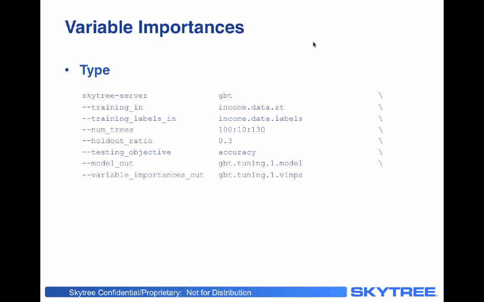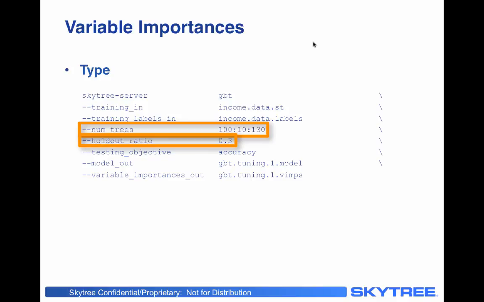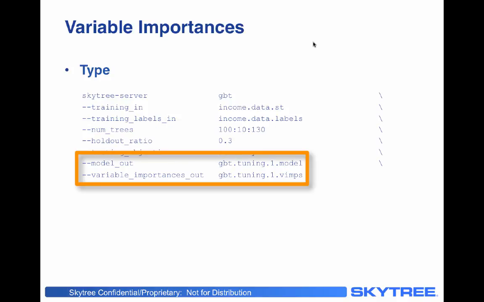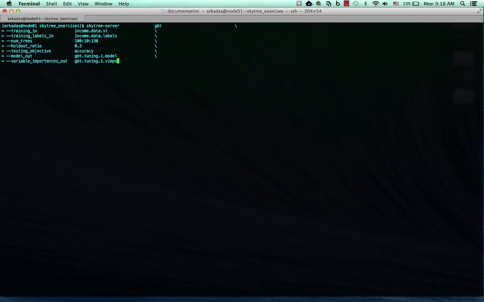Here's a run that first tunes a model, trying 4 different values for the number of trees and a 30% holdout set, and then writes out the best model found and also the variable importances for that best model. So we simply specify the file where we want to write out the variable importances, and that triggers Skytree to calculate those variable importances and write them out to that file. So here's the variable importances run.